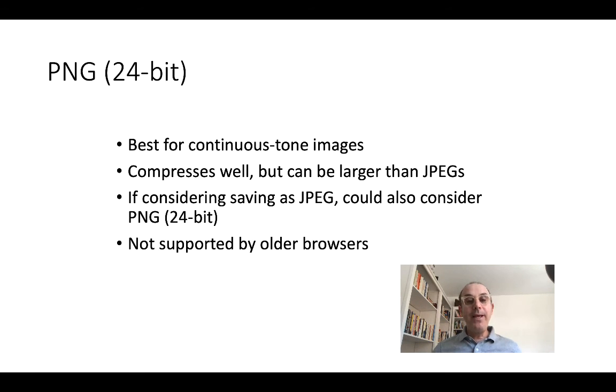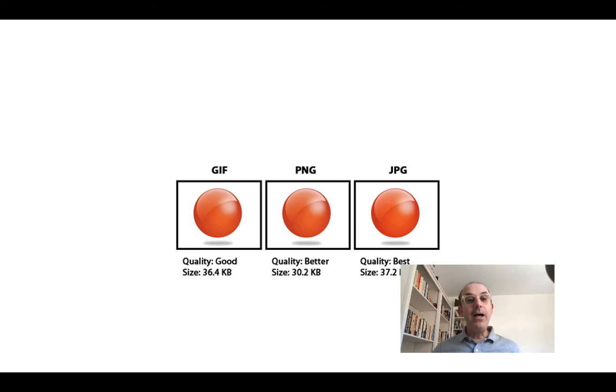PNG 24 bits is a little bit better, and the idea is what you see, and again, good, better, and the best. This is how I see the world. But look at the size of the images, and the size of the JPEG is a little bit bigger than the size of the PNG or the GIF.